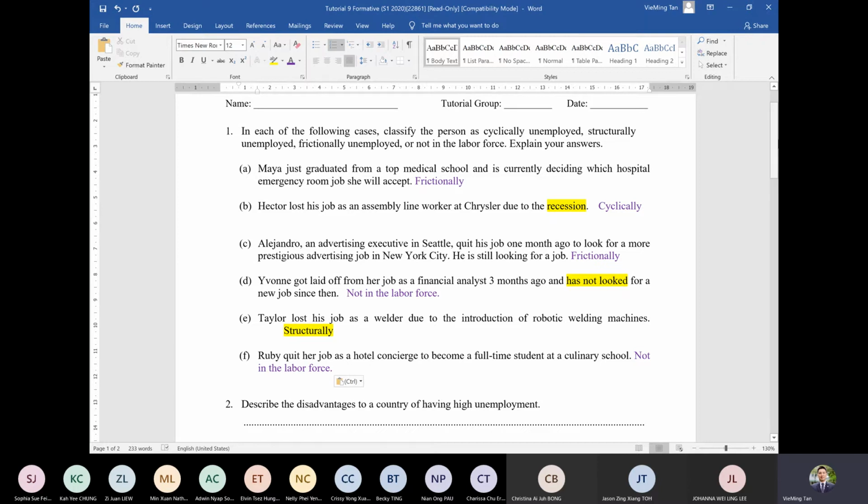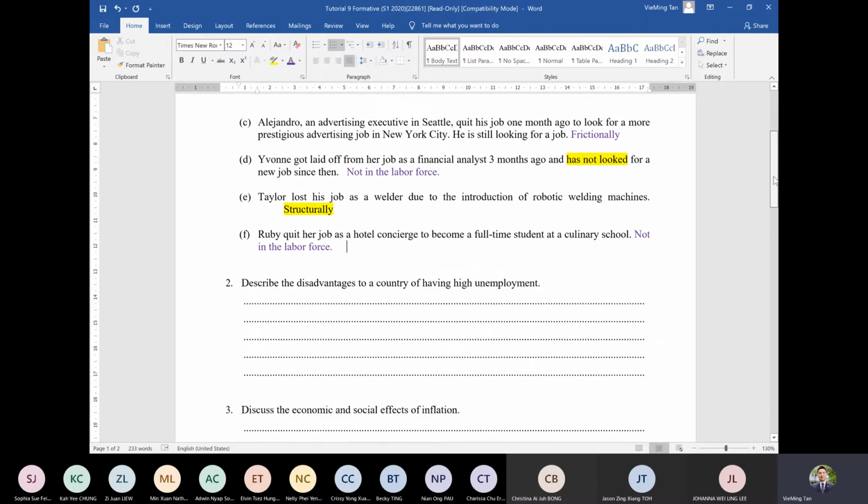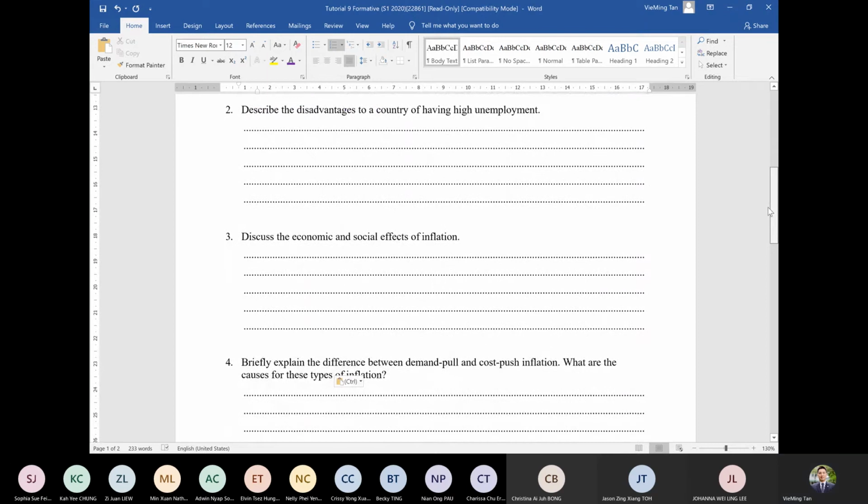Okay, question 2 is a short structural question. It requests you to discuss the disadvantages of having high unemployment in a country. If the unemployment rate is very high in a country, then what are the negative consequences that will be faced by the country? Maybe I just call your name, then just give me one of the disadvantages that can be brought by high unemployment.